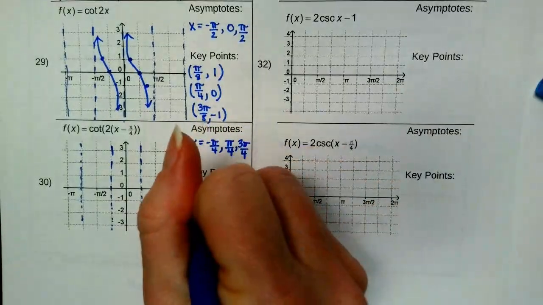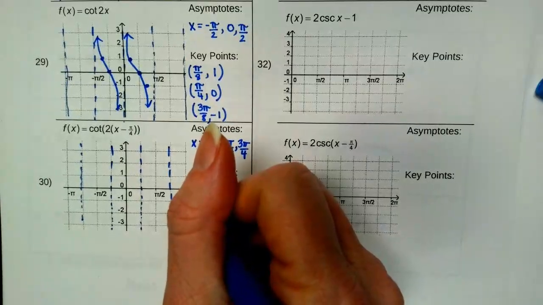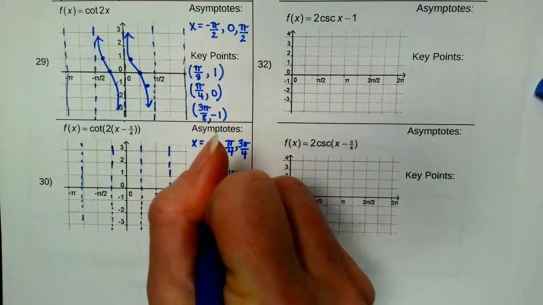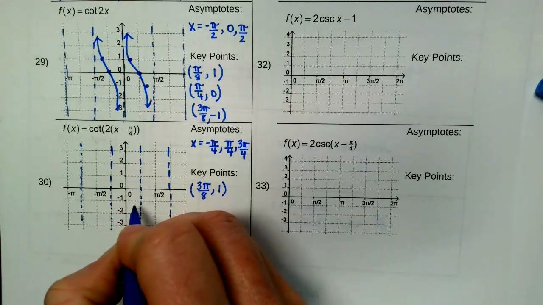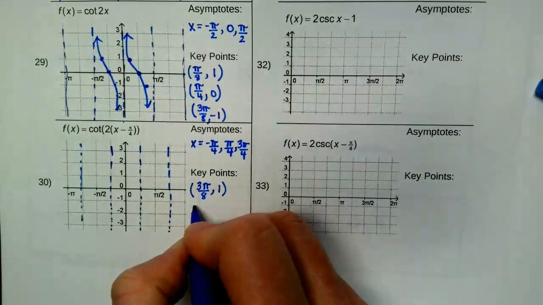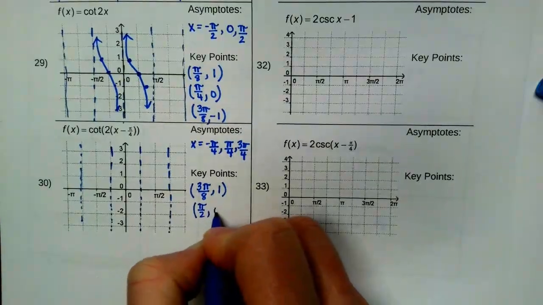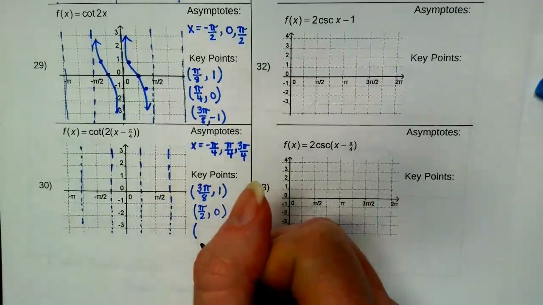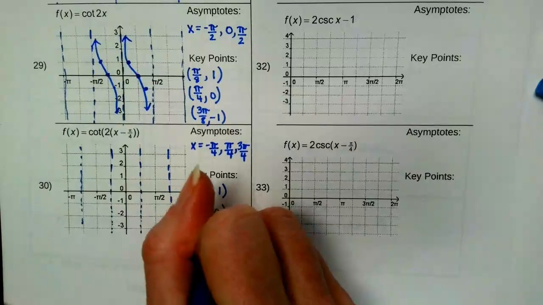Okay, so on my key points, it was at pi over 4. You divide by 2, which makes it pi over 8. And then you shift it over quarter pi, which would put it at 3 pi over 8. And then the next one was at half pi. You divide by 2, that puts it at quarter pi. Shift it over a quarter pi, that puts it at half pi. And then the last one was at 3/4 pi. Divided by 2, that puts it at 3 pi over 8. Shift it a quarter pi over, that puts it at 5 pi over 8.